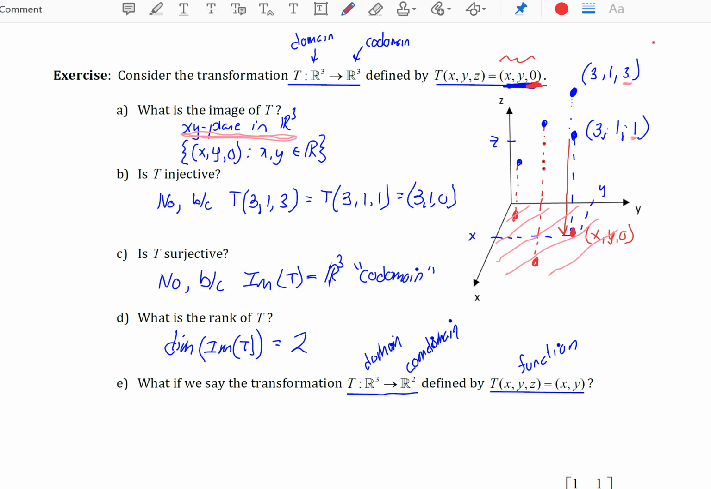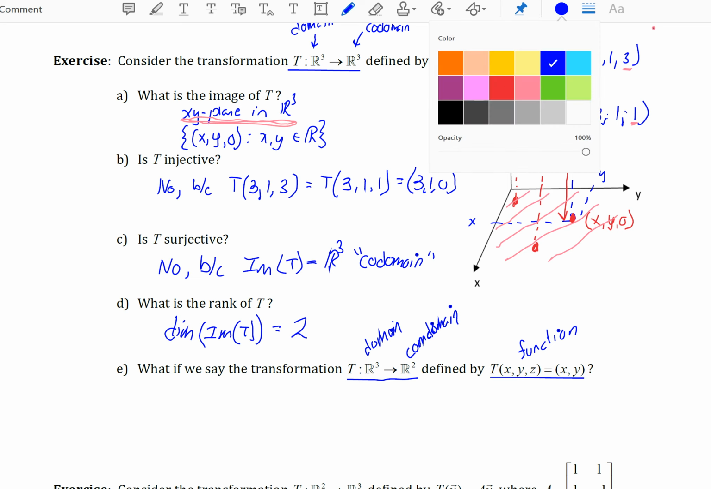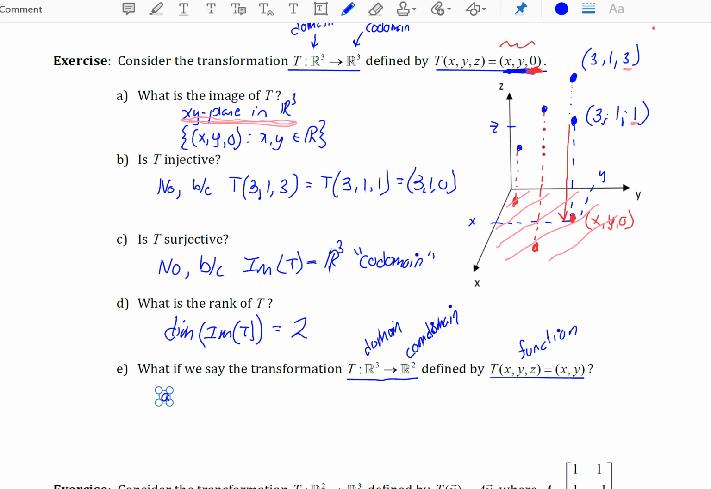How would this change some of the statements we made earlier? For example, part A. Would it change the image? Well, not really, but slightly. Now I would say the image of T is R2, or the XY plane, but I don't have to say it's a plane in R3 anymore. It is all of R2, because we're mapping it to ordered pairs, and we do get the entire XY plane.